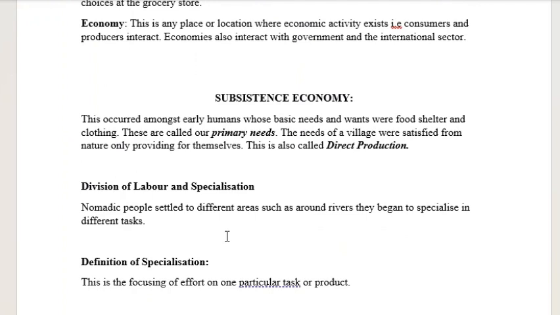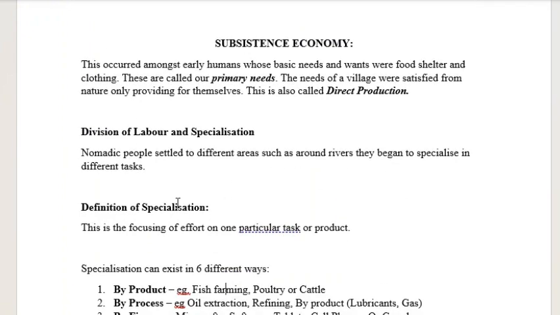So, in the development of economies, we introduce something called diversification or division of labor and specialization. Nomadic people settled in different areas such as around rivers. They began to specialize in different tasks. Over a period of time, we were introduced to the concept of specialization. Specialization is a focus of effort on one particular task or product. Over time, humans became specialized in different areas in order to increase productive levels.